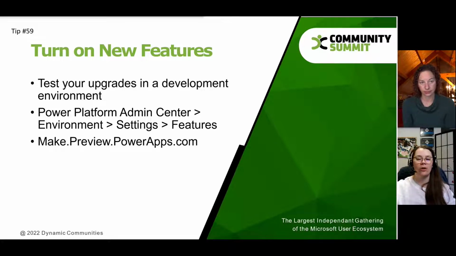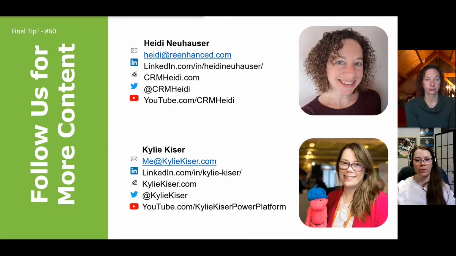From the admin center, you can also go to features and enable specific things so you can test them out, or just enable them if they're opt-in features. And there are also a few things that are available in the preview maker portal. That's make.preview.powerapps. This would be things like, right now, formula columns are available there.